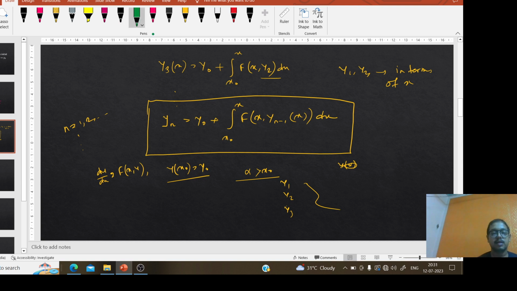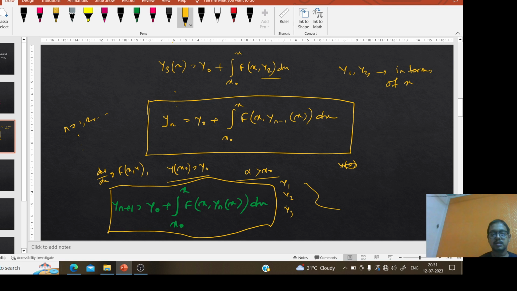You can also find another working formula for Picard's method, that is yn plus 1 is equal to y0 plus the integral from x0 to x of f of x, yn of x dx. So this is also another working formula. Basically we will use this working formula to find the approximations for any initial value problem. So let us choose some problems. We will choose two problems here, and let us discuss how to solve them.